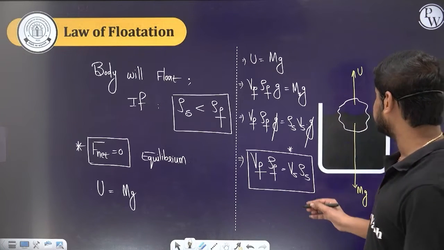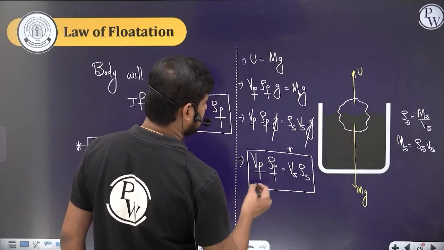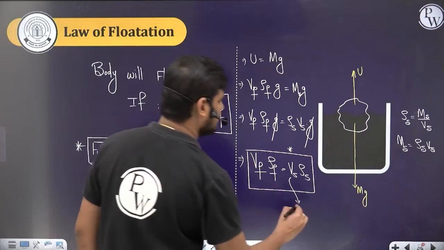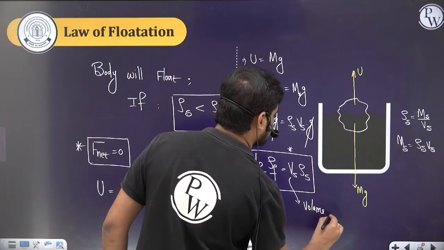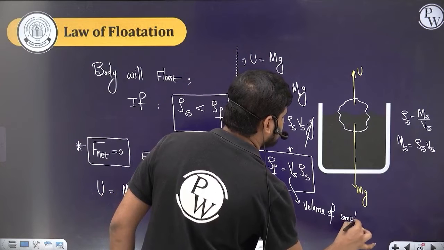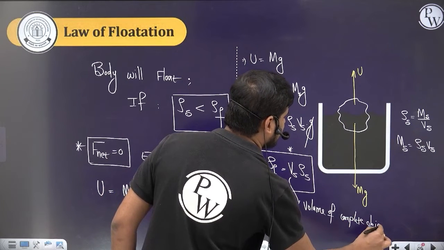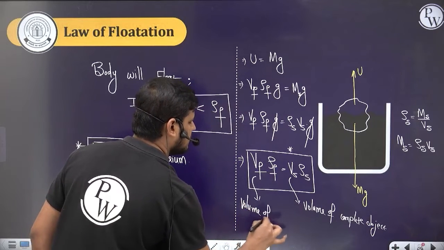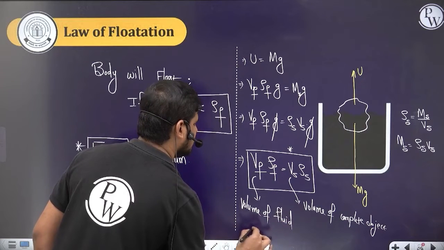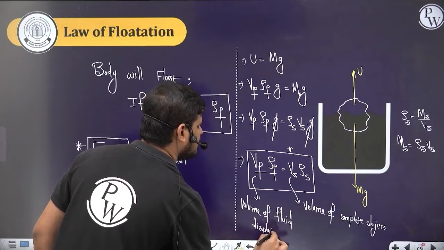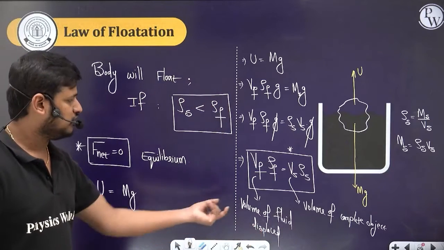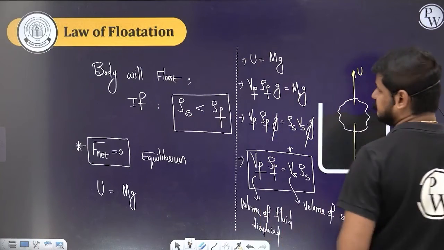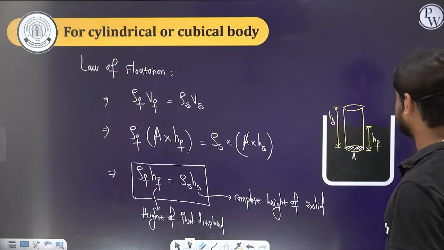So here also you can write this. This is the density, and this is the volume of the complete solid. Vs is the volume of the complete object. Okay, whereas this is the volume of fluid displaced, or volume of the solid immersed. You can also say that volume of the solid immersed. Done guys? Clear with this? Sure. So this is also done.